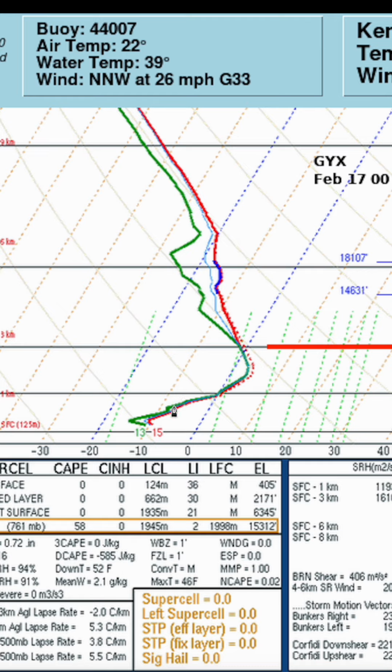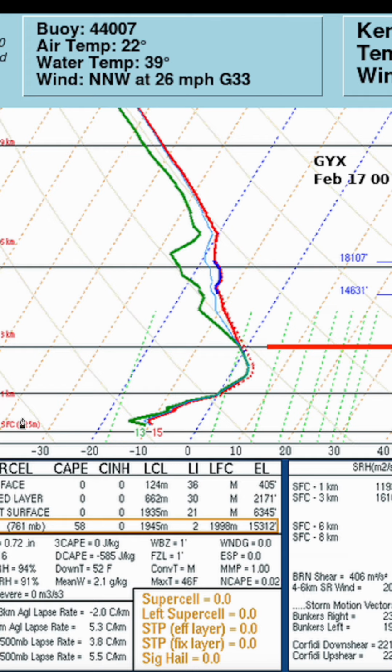This is a skew T log P diagram. It's like looking at a vertical slice of the atmosphere, looking at the atmosphere from the side. This green line right here is the dew point. The red line is the temperature in degrees Celsius, and it's warmer to the right, colder to the left. Here's the 0 line right here, degrees Celsius. So water freezes right here. It's warmer in this direction and colder in that direction.